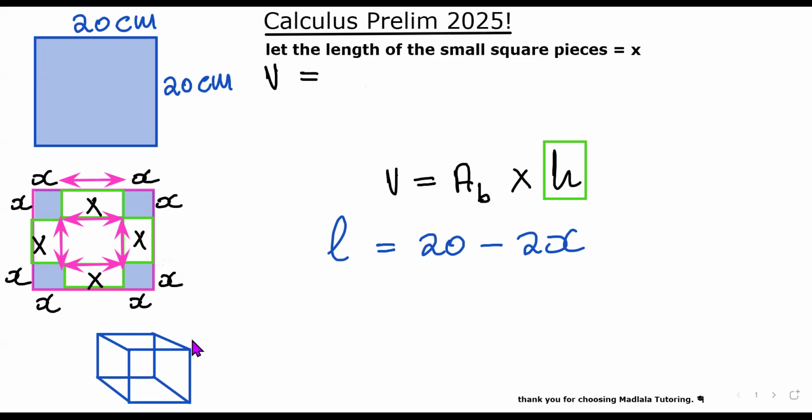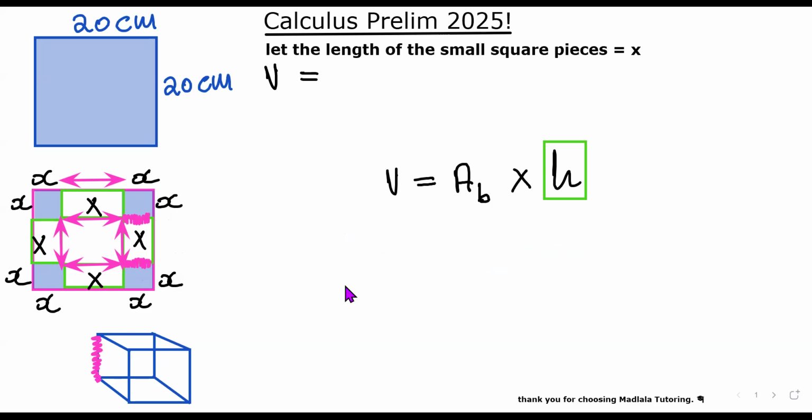But now the height, which is the part that you see here, is actually going to be your x here. Because think of it, this part is going to be the height, because when you fold it and it becomes vertical, then it becomes the height of your box.